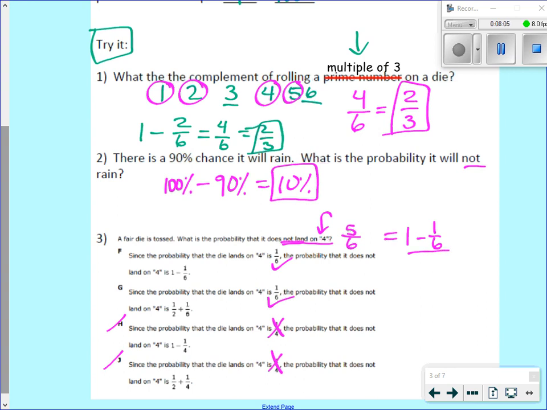So I already wrote a subtraction problem. Notice in G that we're adding. So this is not going to be correct. We're not going to add. So our answer is F right here. This is a subtraction problem we wrote to find the complement.